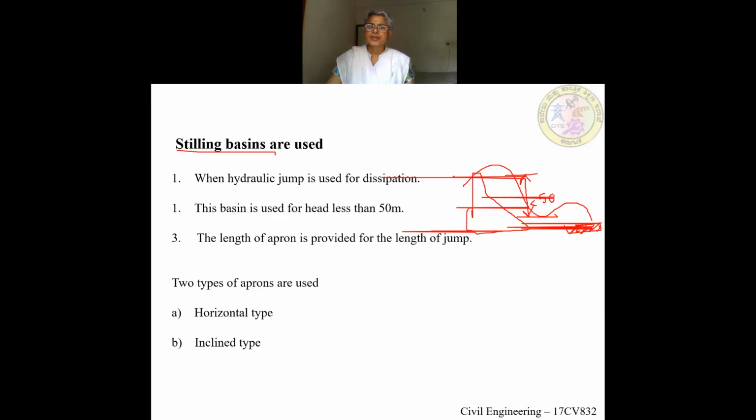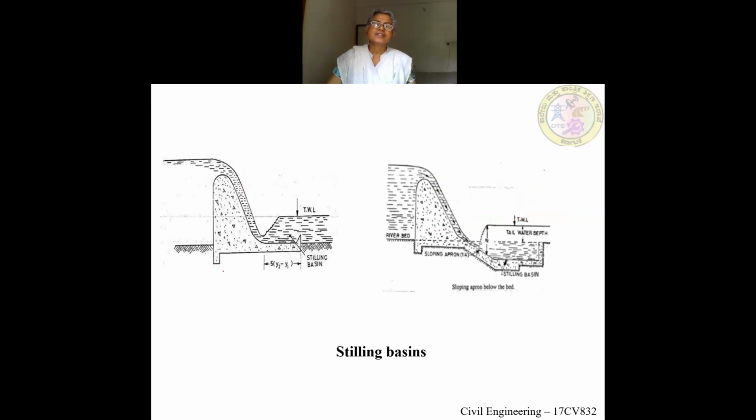There are two types of apron. One is the horizontal type and the other one is the inclined type. So you can see this is a horizontal apron and this is an inclined apron. Here water is falling from the spillway, and then this is the tailwater level, and here a jump has been created like this. So this is a horizontal apron, whereas there has been impact of water at this point. But in an inclined apron, there will also be some impact at this point, but the intensity of the impact will be less in case of inclined apron.